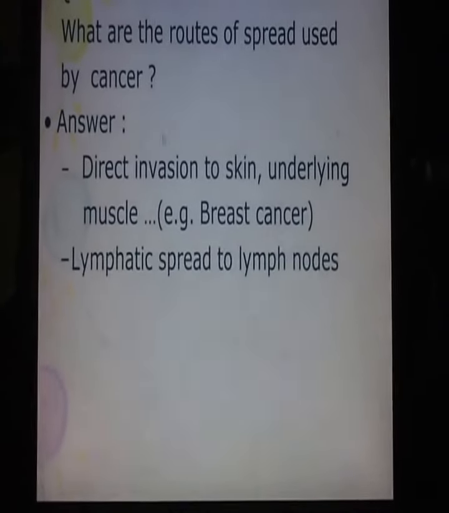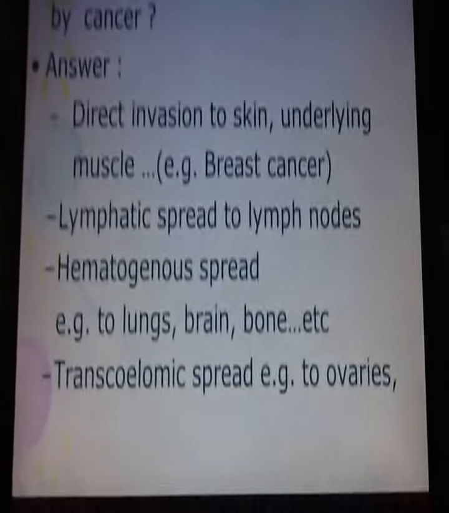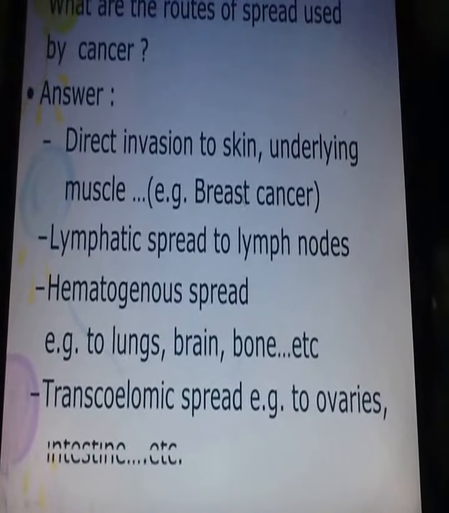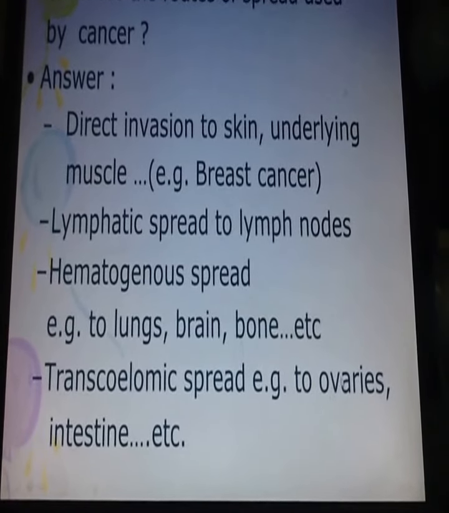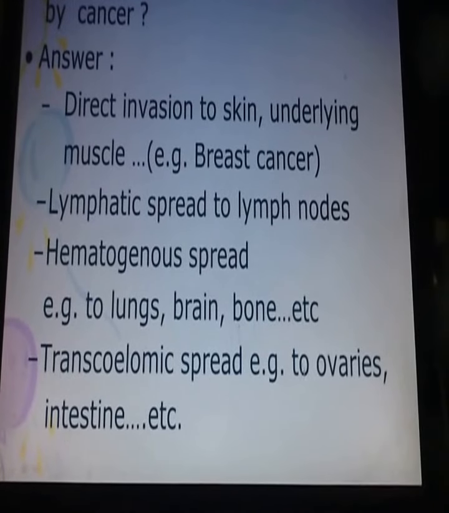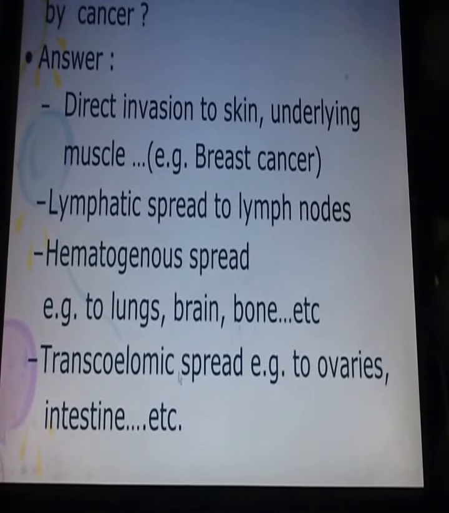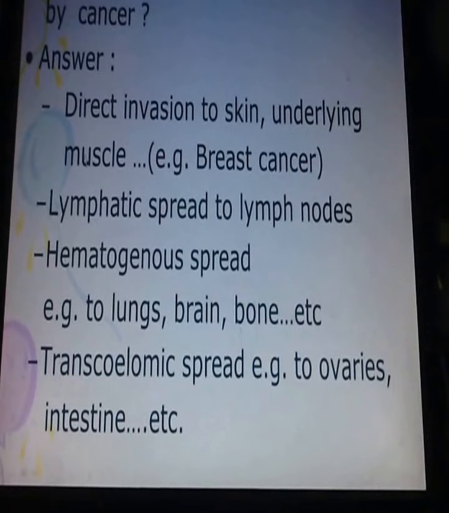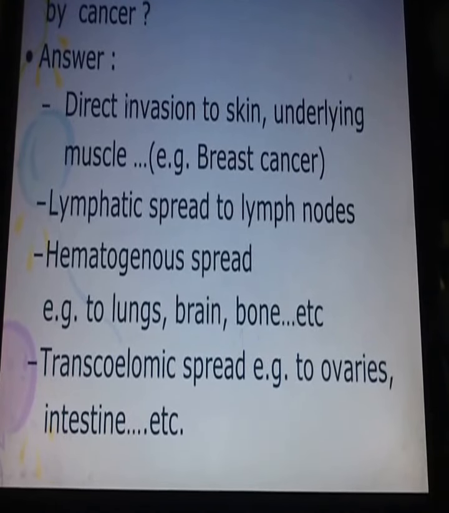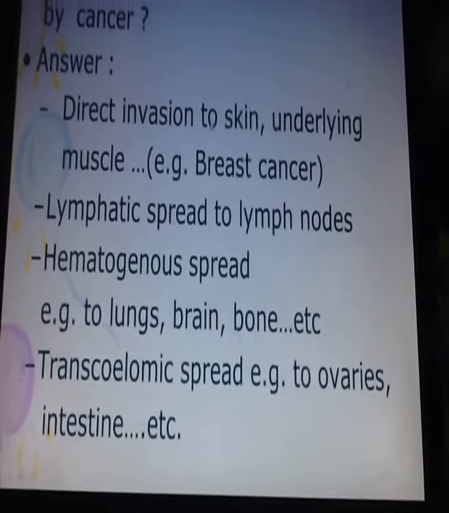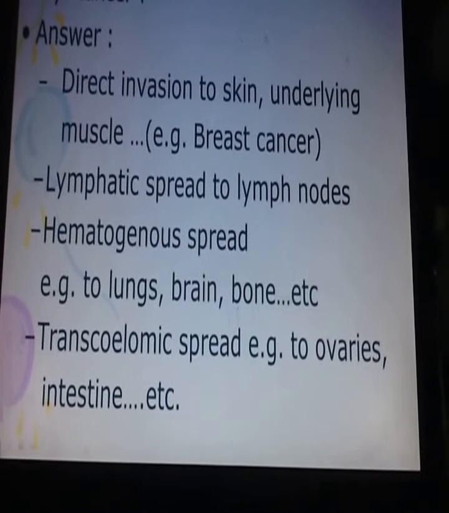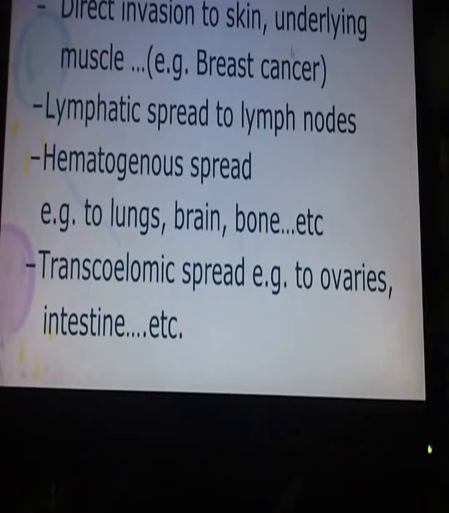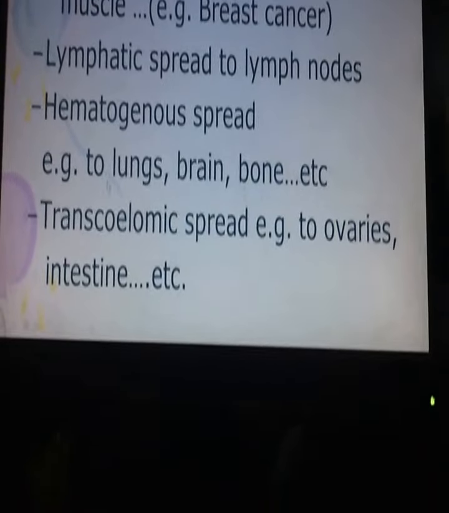Okay, so back to the roads of spread. We said we have transcoelomic spread, in which the tumor will spread through those surfaces and reach other organs, such as the ovaries or the intestines, which are covered by the peritoneum. The tumor might invade directly into next tissues or tissues adherent to the tumor. Let's say we have a patient with breast cancer. The tumor might invade directly to the skin or to the underlying muscles.